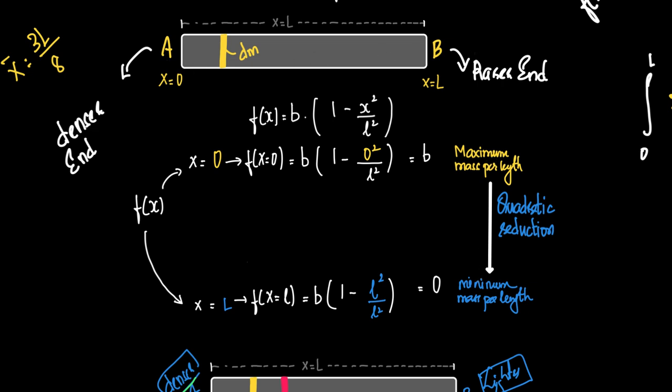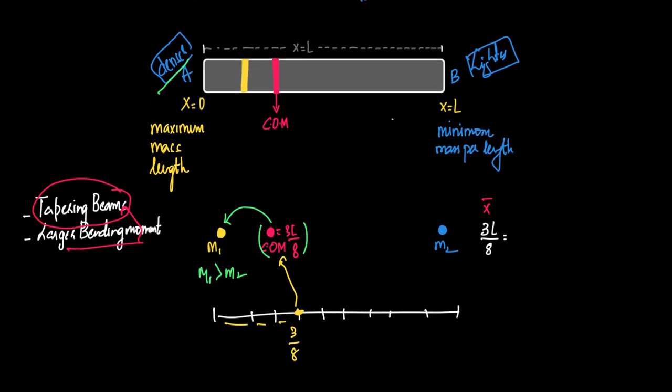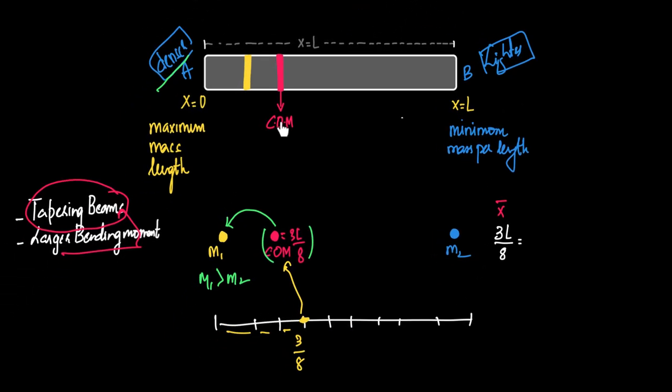along the length AB, along the length x equal to 0 to x equal to L, the mass distribution varies from maximum mass per length to minimum mass per length, and since we have x square by L square, we have a quadratic reduction of mass from A to B, right? And we also discussed that the center of mass is closer towards the denser side and is far away from the lighter side, which marks the concept of tapering beams.